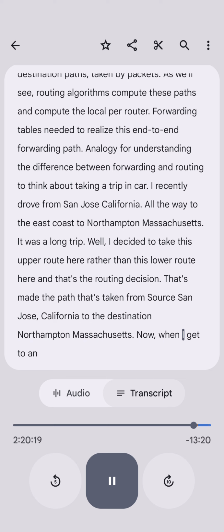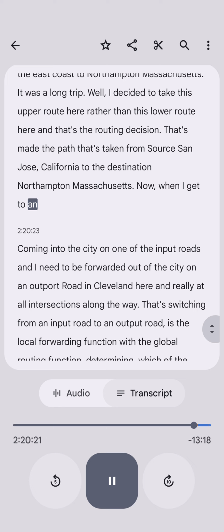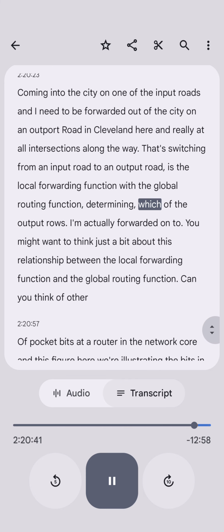Northampton, Massachusetts. Now, when I get to an interchange, say in Sacramento, California, I'm coming into the city on one of the input roads, and I need to be forwarded out of the city on an output road. In Cleveland, here, and really at all intersections along the way. That switching from an input road to an output road is the local forwarding function, with the global routing function determining which of the output roads I'm actually forwarded onto. You might want to think just a bit about this relationship between the local forwarding function and the global routing function. Can you think of other analogies?